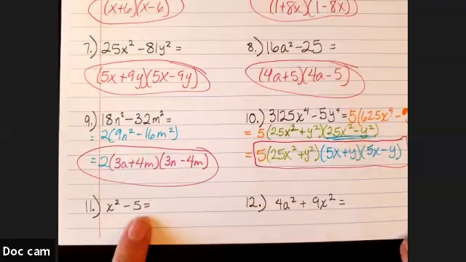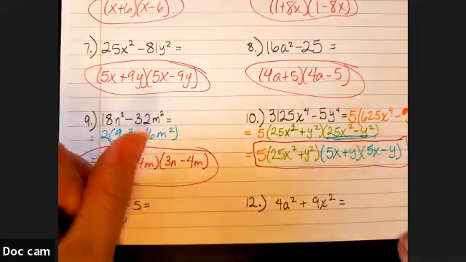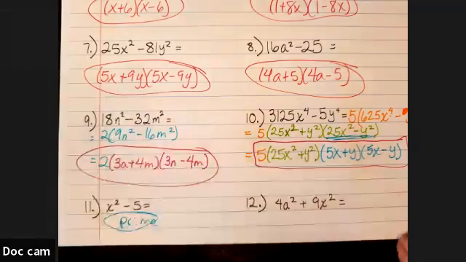And then that 5 isn't a square, so that's prime. Can't be factored. And that's a sum of squares, which is also prime.